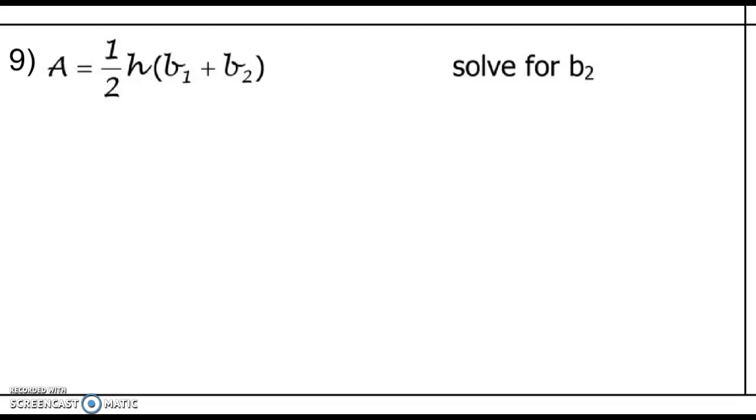Good morning. Okay, I am having some students have some issues with number 9, so I wanted to go through this one with y'all so you can check your notes and make sure that you understand how to solve this one out.